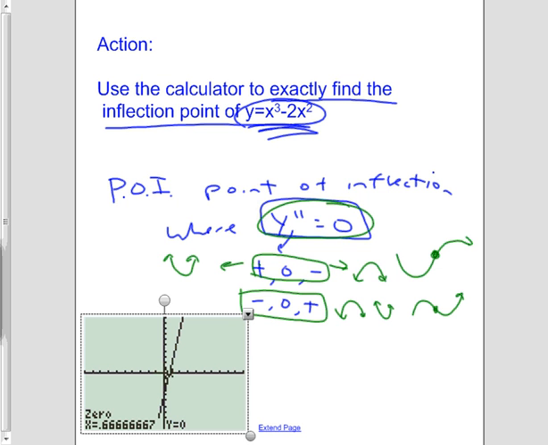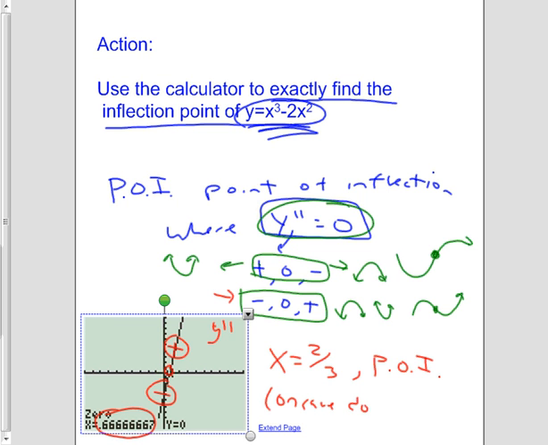So what we just found out is that we're going to have a point of inflection when x equals, well, we know what that decimal approximation is, 2/3. And we also know that this is a graph of my second derivative, so y double prime. It's going from a negative value to 0 to a positive value. So we know that it's going from concave down to concave up. And that's what we just found.